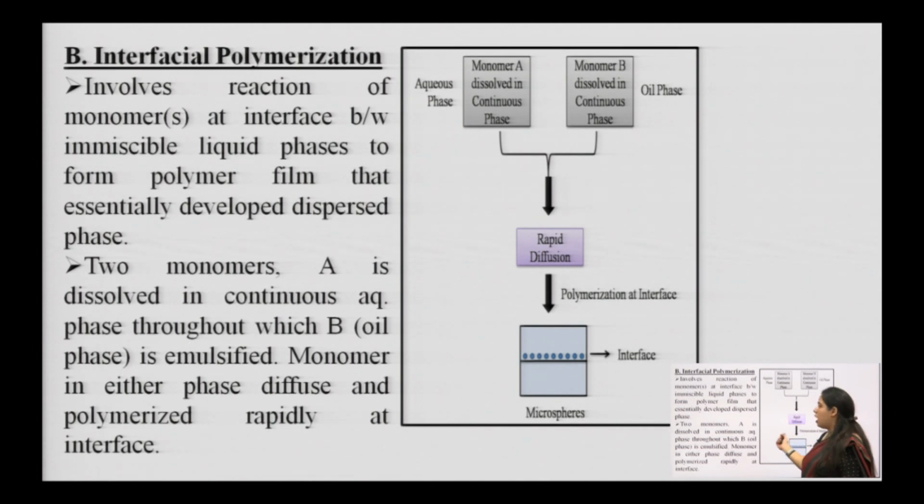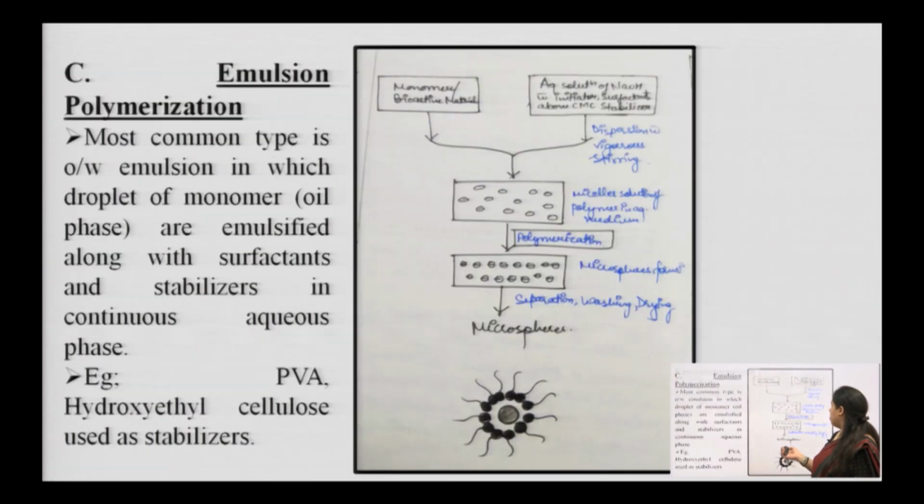Rapid diffusion will occur because oil and aqueous phase are immiscible with each other. So, they will not be mixed with each other. So, you will get this kind of representation here, this kind of system here. So, at the interface, as you can see, small vesicles or microspheres have been formed, particles have been formed. So, you will get microspheres at the interface. So, this is known as interfacial polymerization.